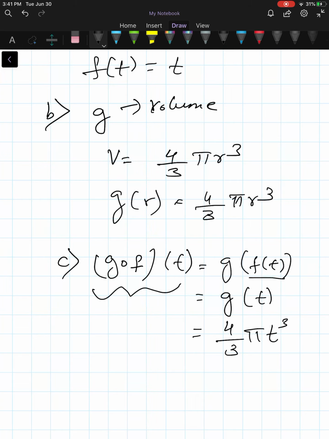You also have one more example in the book, which is example 7 on page number 215. You can go through that. It is quite similar to what I did now. That would give you a better idea of applying composition of functions.